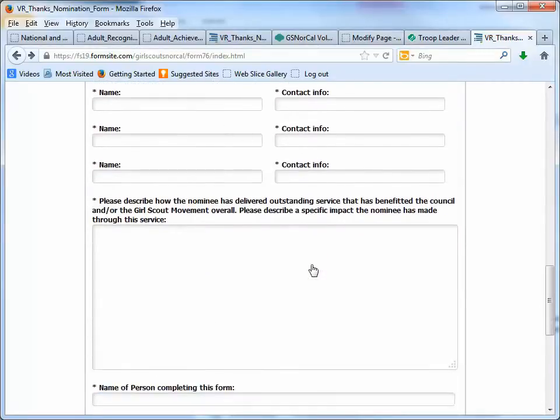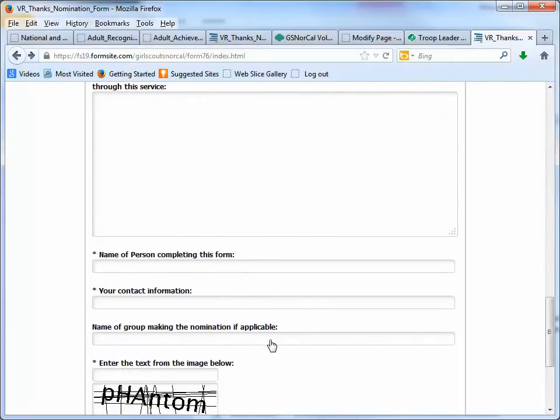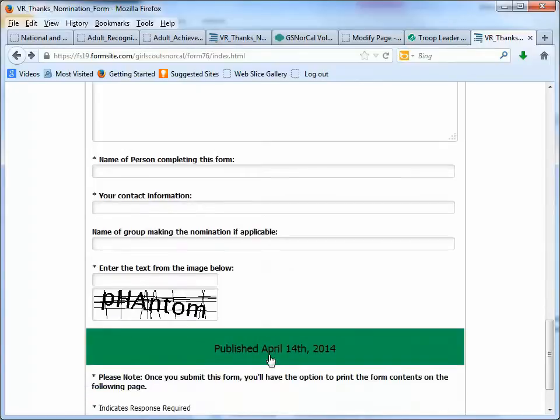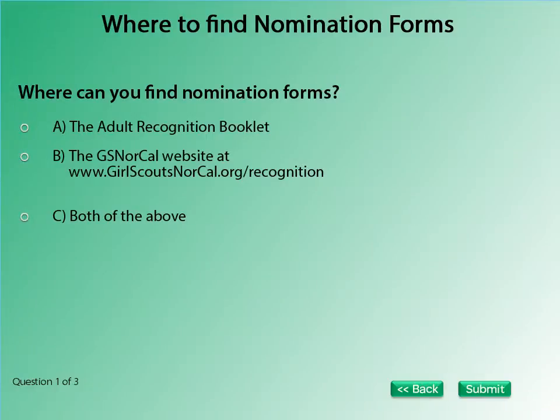This next section is the most important. This is where you will provide all the detailed information about how the candidate met the criteria for the award. Be very specific and very detailed and provide as much information as possible and really speak to the point on how the volunteer met the criteria. You will then provide your name, your contact information, you will enter the security CAPTCHA, and then you will submit.